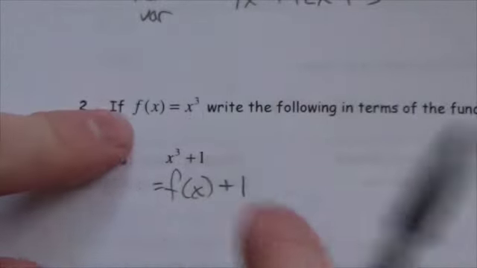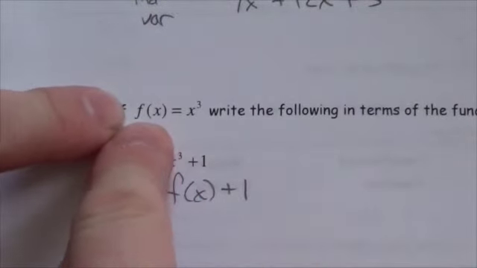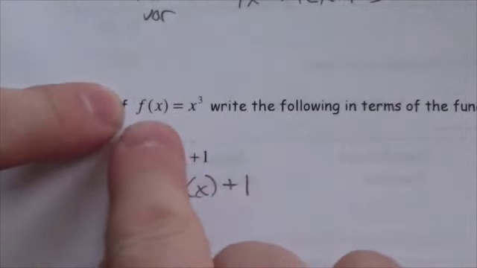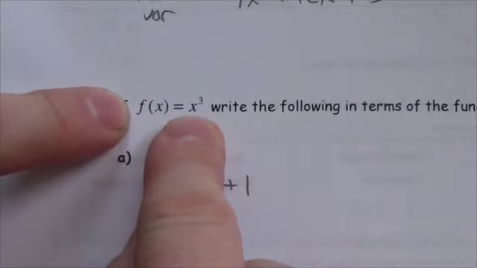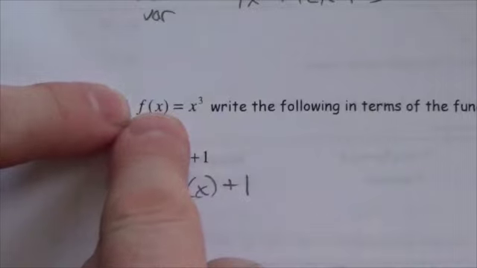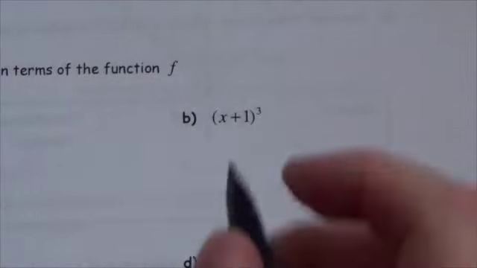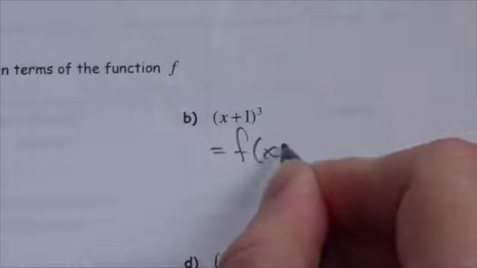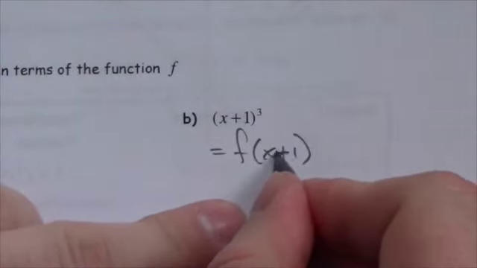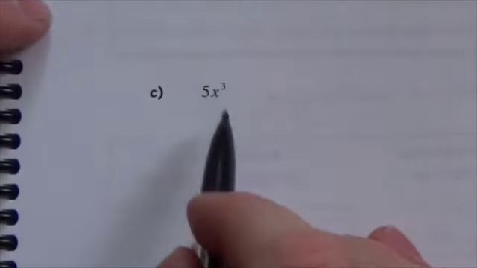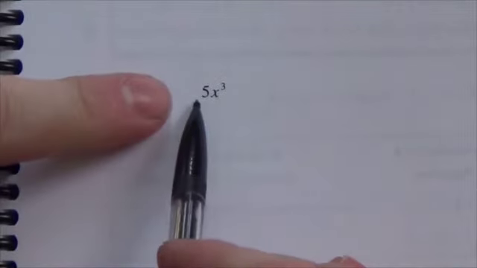Well, let's go back to my original function. What does the f mean in this case? What it means is take the independent variable and cube it. Take the independent variable, whatever's inside the parentheses, and cube it. So over here, what's being cubed? X plus 1. So that has to be the independent variable, so that has to go inside the parentheses there. I hope that makes sense. Down here, 5 times x cubed. Now, is the 5 being cubed here?